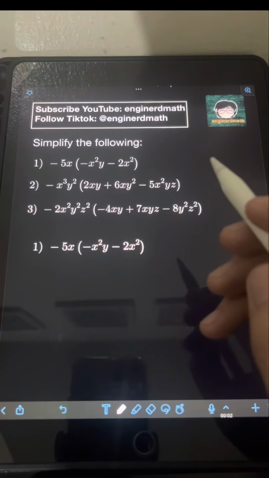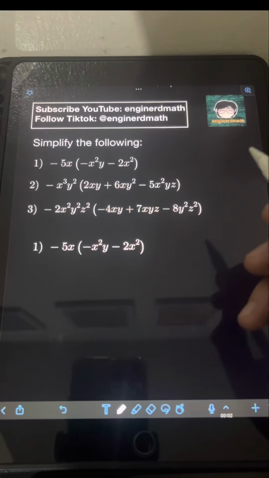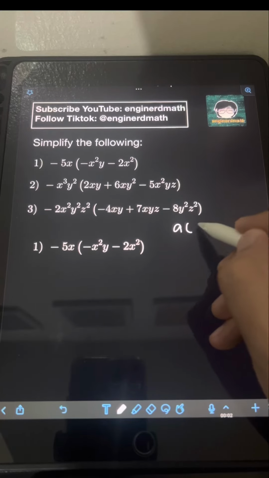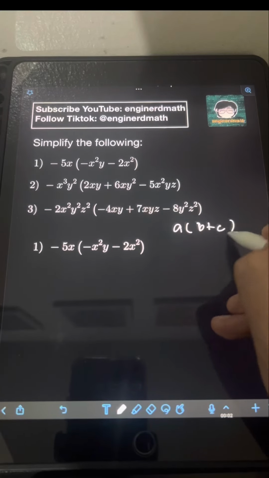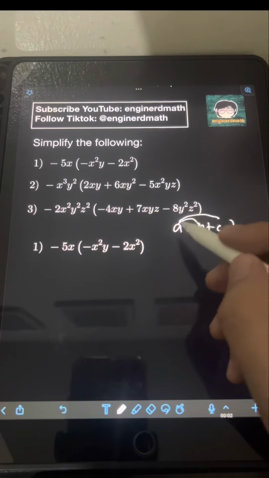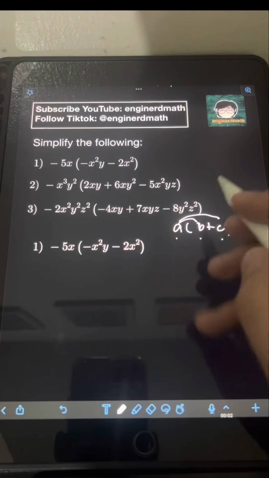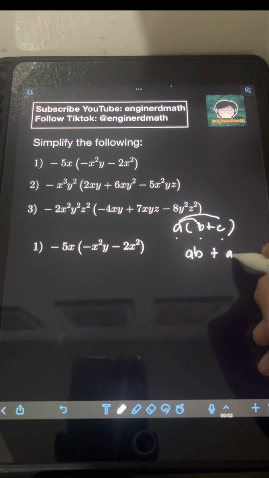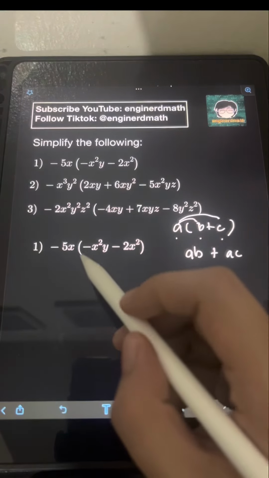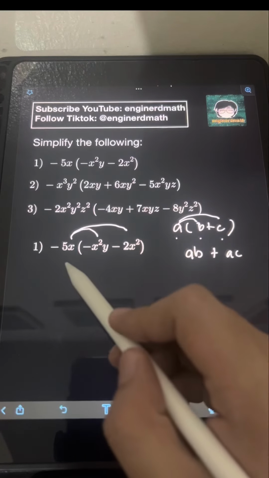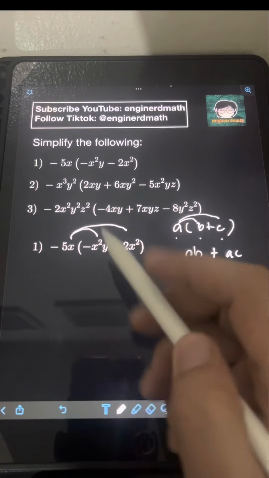So, kapag meron tayong multiplication ng monomial sa multinomial, pwede natin i-apply dito yung distributive property. So, let's say meron tayong A times B plus C. Pwede natin i-distribute yung A sa bawat term, or in other words, i-multiply natin yung A sa bawat term, magiging AB plus AC. So, applying that dito sa problem, ibig sabihin, i-distribute natin itong negative 5 sa bawat term, or i-multiply natin yung negative 5 sa bawat term.